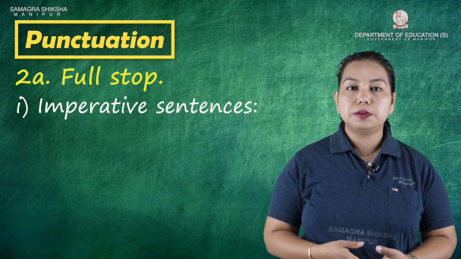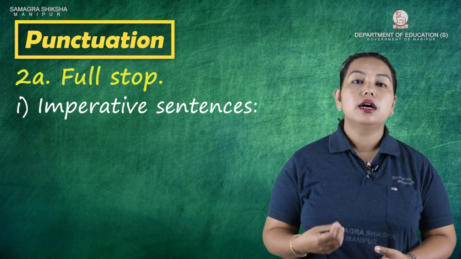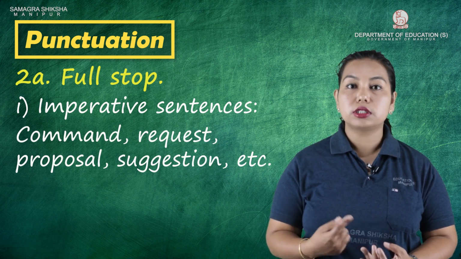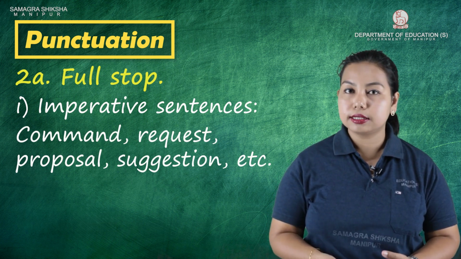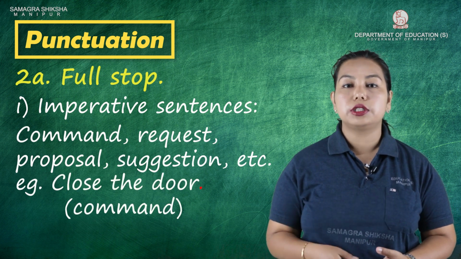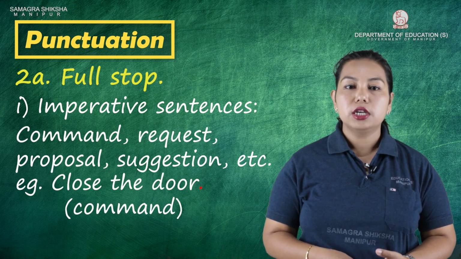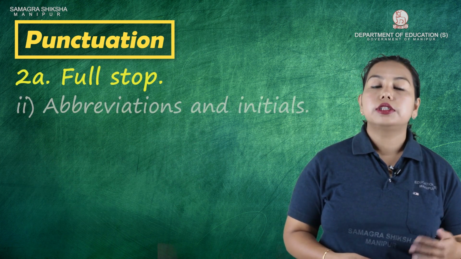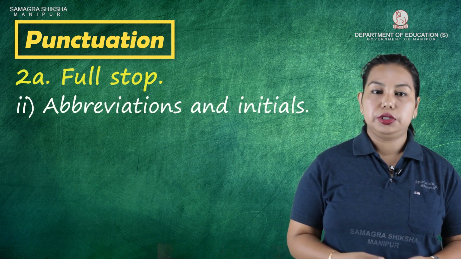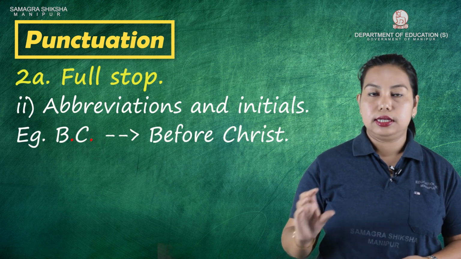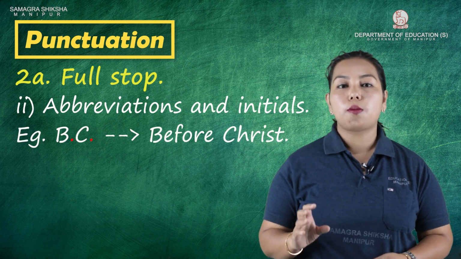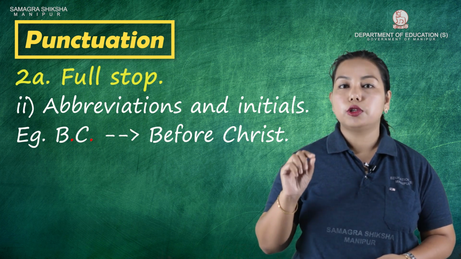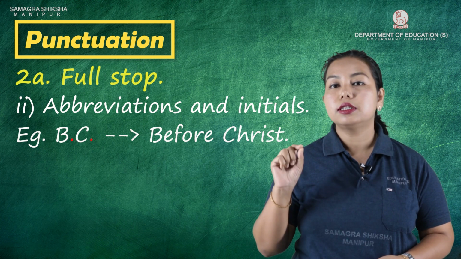An imperative sentence means a sentence that indicates command, request, proposal, or suggestion. In the imperative sentence, "Close the door," we have to use the punctuation mark full stop. Now let's move on to another use of full stop, that is after abbreviations and initials. For example, B.C. is an abbreviated form of Before Christ. So we have to use a full stop after B and after C.